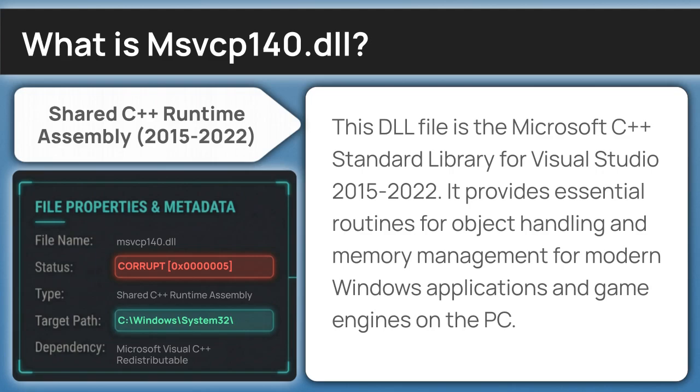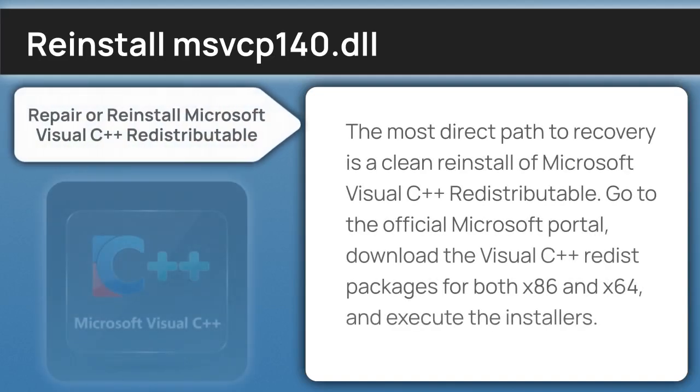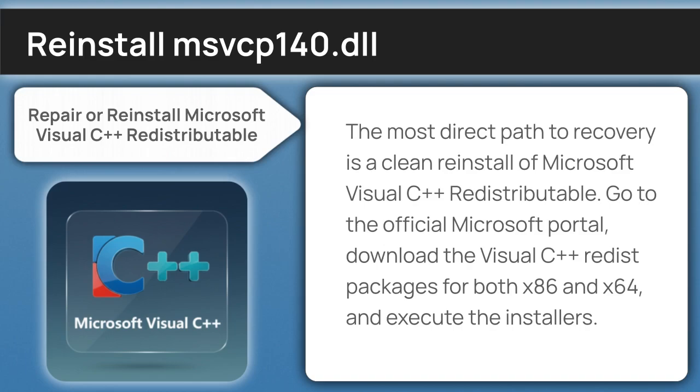Now that you have the context, let's move into the repair process with a fresh installation. The best way to fix this is to reinstall the official Microsoft Visual C Redistributable. Head to the Microsoft website, download both the x86 and x64 versions of the latest Visual C redistributables, and run the installers to replace the missing file.